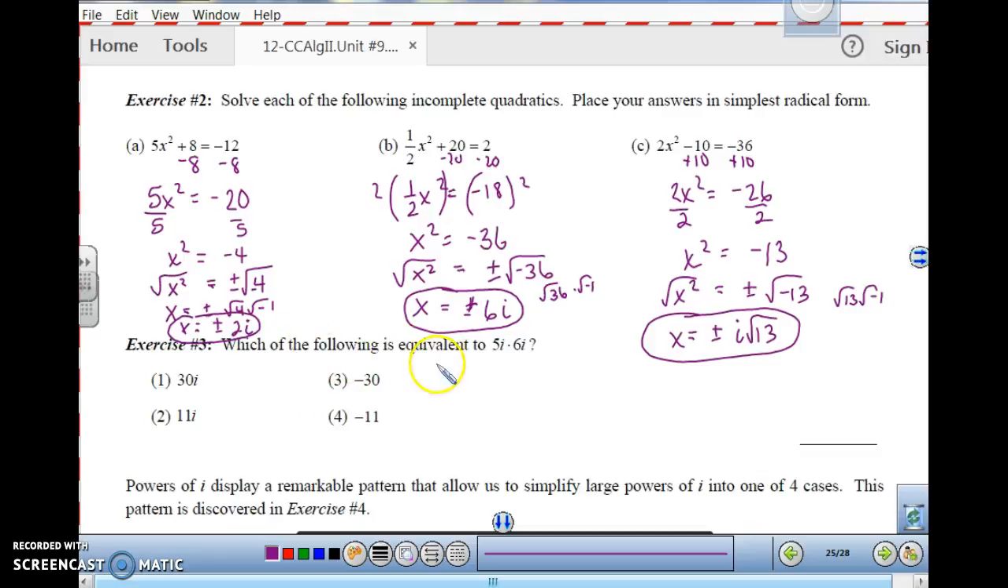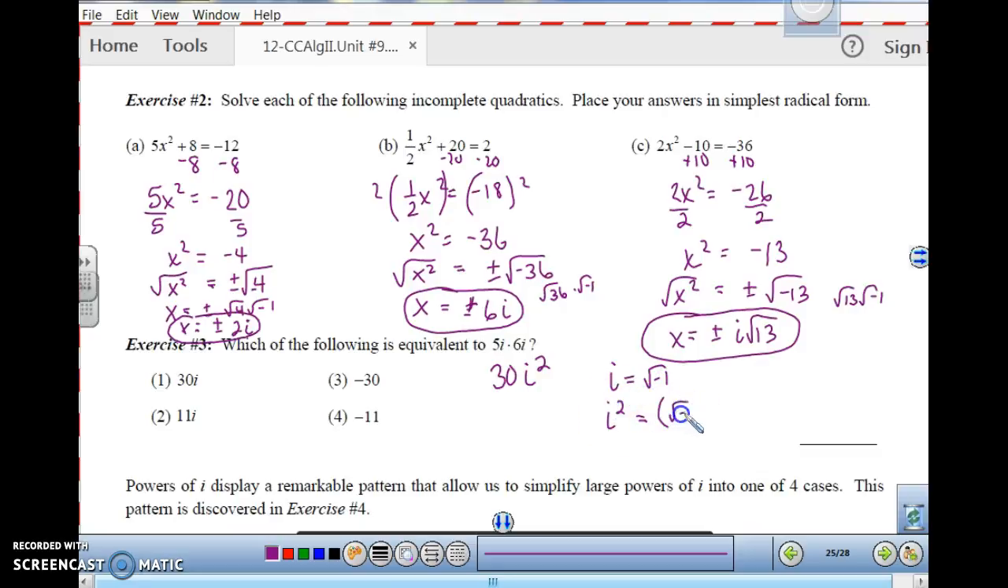All right, so which of the following is equivalent to 5i times 6i? Well, let's see. 5 times 6 is 30. i times i is i squared. All right, now, if we're going to work i squared out, we have to know what i squared is. Well, we know that i is equal to the square root of negative 1. What would i squared be?